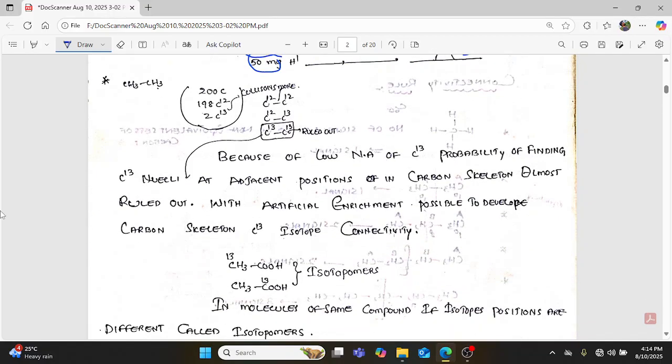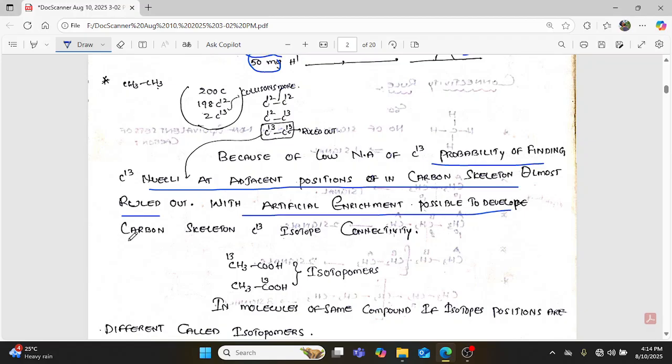Because of the lower abundance of C13, the probability of finding C13 nuclei at adjacent positions in a carbon skeleton is almost ruled out. With artificial enrichment, it is possible to develop the carbon skeleton C13 isotope connectivity. So generally it is not possible to identify adjacent carbons in a carbon chain because of the low abundance. That we need to remember.